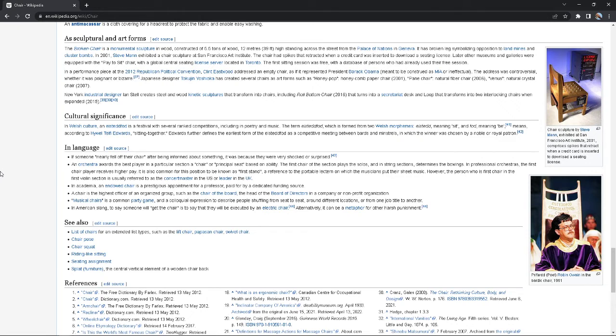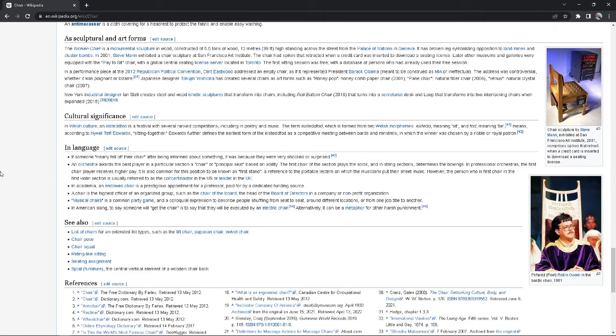In language, if someone nearly fell off their chair after being informed of something, it was because they were very shocked or surprised. An orchestra awards the best player in a particular section a chair or principal seat based on ability. The first chair of the section plays the solos and in string sections determines the bowings. However, in professional orchestras, the first chair player receives higher pay.